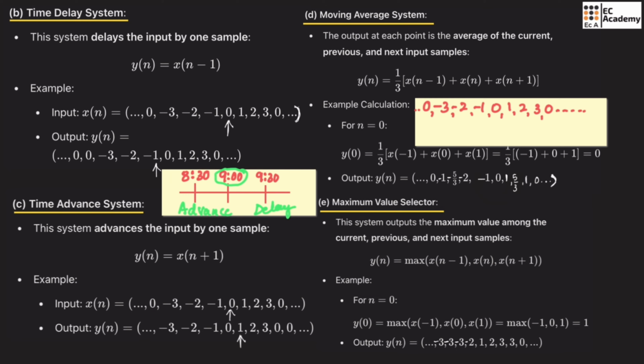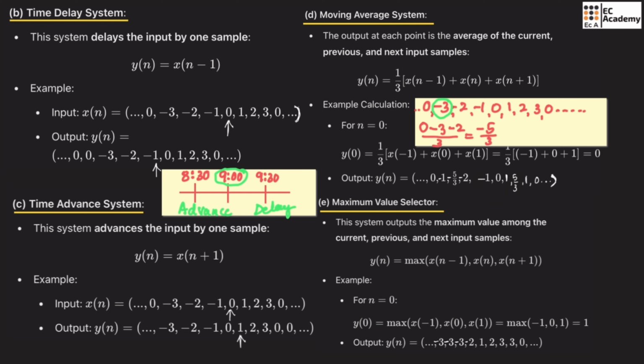For this input sequence, if the present input is -3, if -3 is the current input or present input, then 0 and -2 will be the previous and next input. In that case, if we use this output equation, we can write (0 - 3 - 2) divided by 3, which will be equal to -5 by 3. So at -3 we have written -5 by 3 since the output of the system is the average.